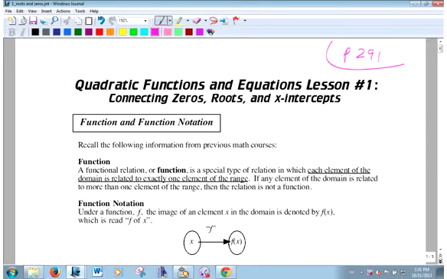Quadratic. What's a quadratic? Quad, yeah, that is a prefix for a 4.